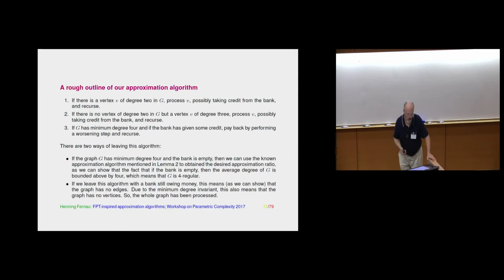Or I leave the algorithm where the bank is still having some money to be paid back. Well, in that case, it means the graph has no edges any longer, so I don't care about the bank. It's going bankrupt, who cares? But I have found a solution which is better than promised. That's actually also told by still having a credit from the bank, because I use exact rules. They are better than the approximate ones, obviously.